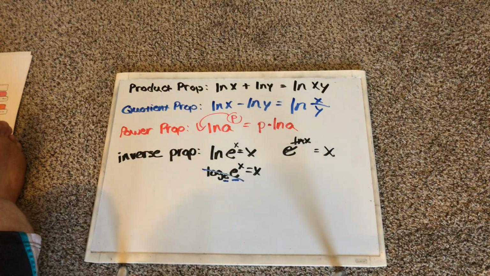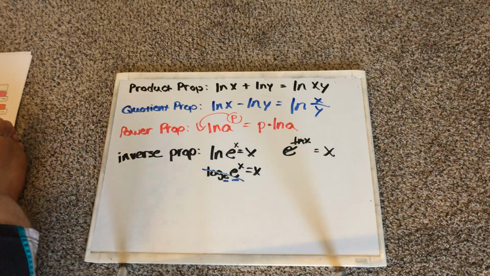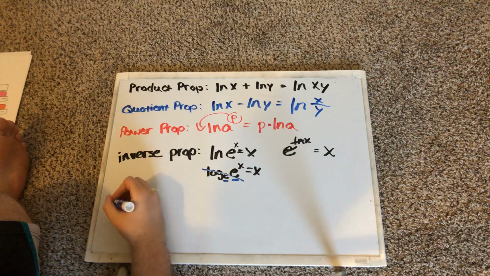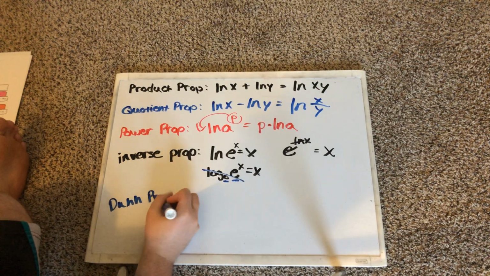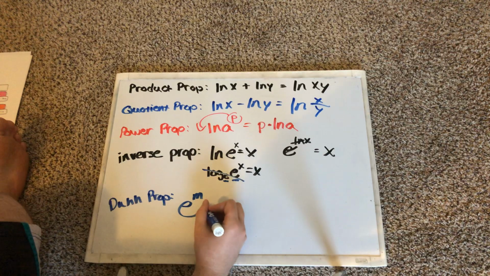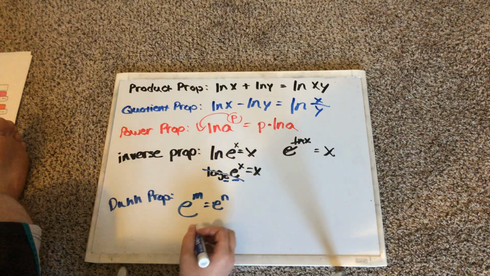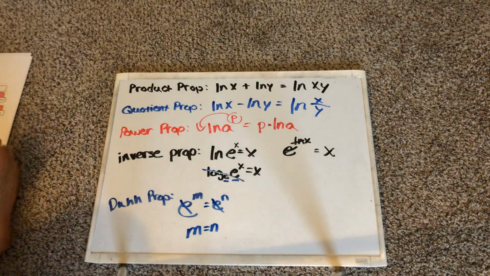And then finally, is our duh property, because it should be obvious. If we remember, if e raised to m is equal to e raised to n, well, those can cancel and we can just have m is equal to n, kind of like dropping logs.